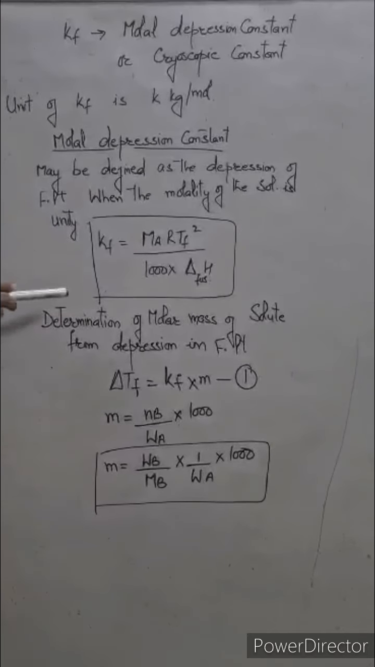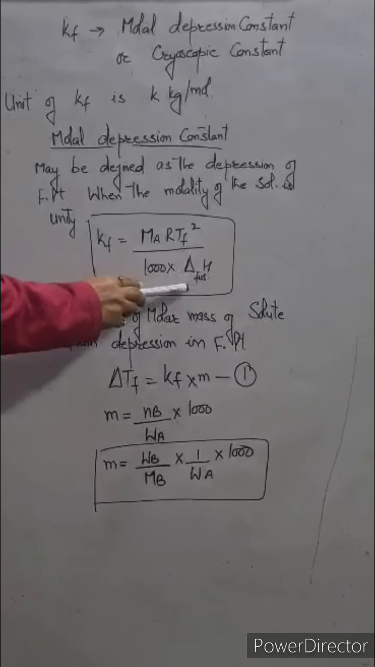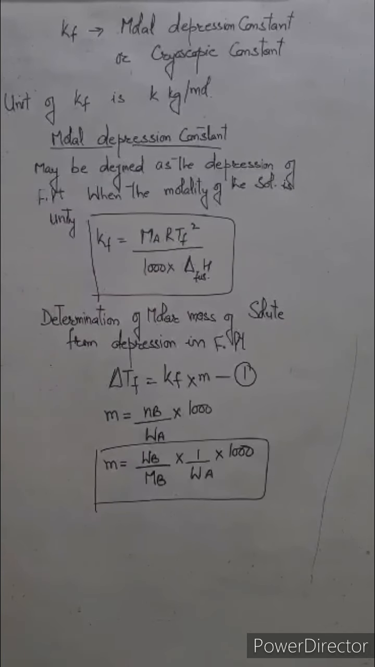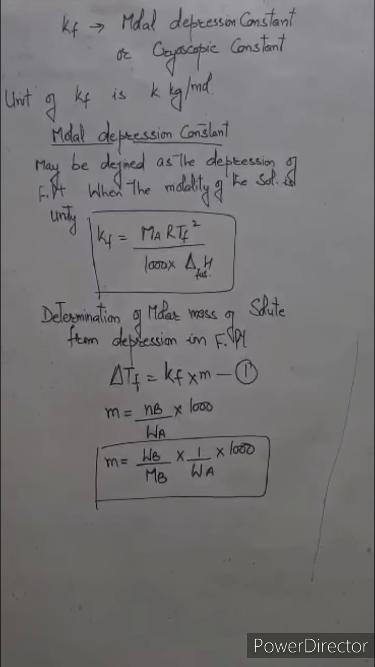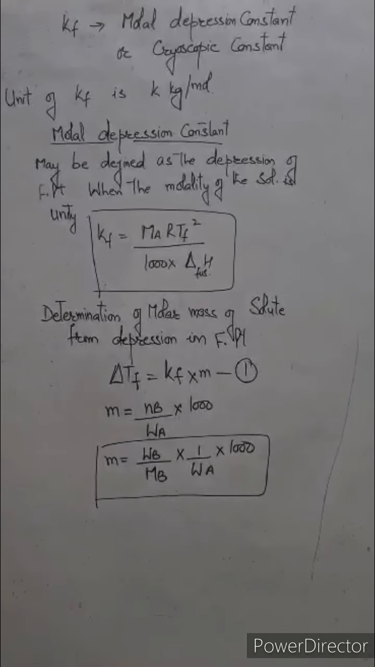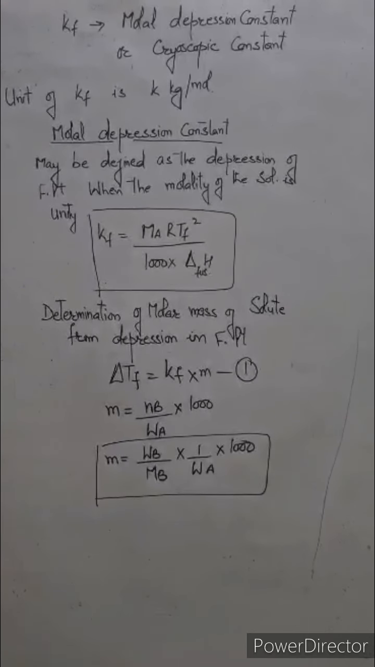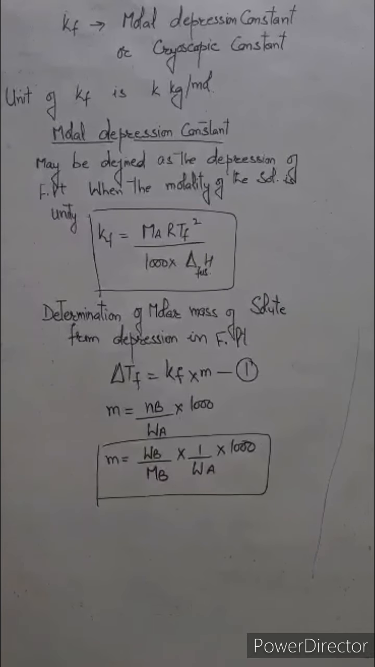This is 1000 for the formula. And delta H fusion is enthalpy of fusion, right? And now we have to calculate a very important question: determination of molar mass of solute from depression in freezing point.